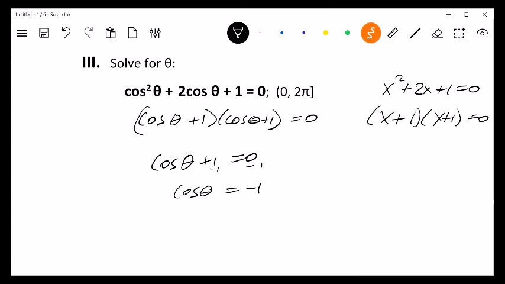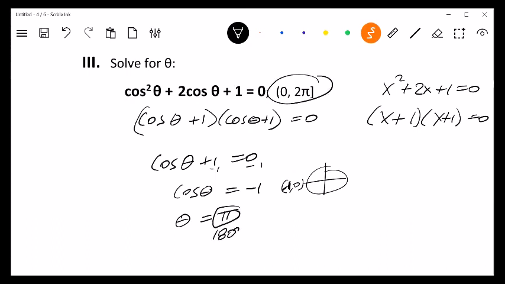There's only one place where it is, and that's at pi. So on the unit circle, you see at this place here, it's -1 and 0. And that's the only place where cosine is -1. So that means that the angle is pi or 180 degrees, but since the restricted domain is in radians, we will use the radians answer.